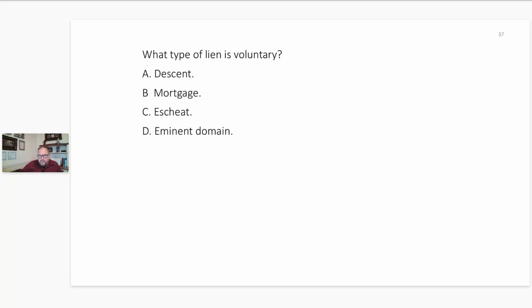What do you think? Is a mortgage a specific lien or a general lien? Okay, a mortgage is going to be specific, right? It's going to be a specific voluntary lien. Okay. How about a judgment lien? Is a judgment lien a specific or general lien? What do you think?